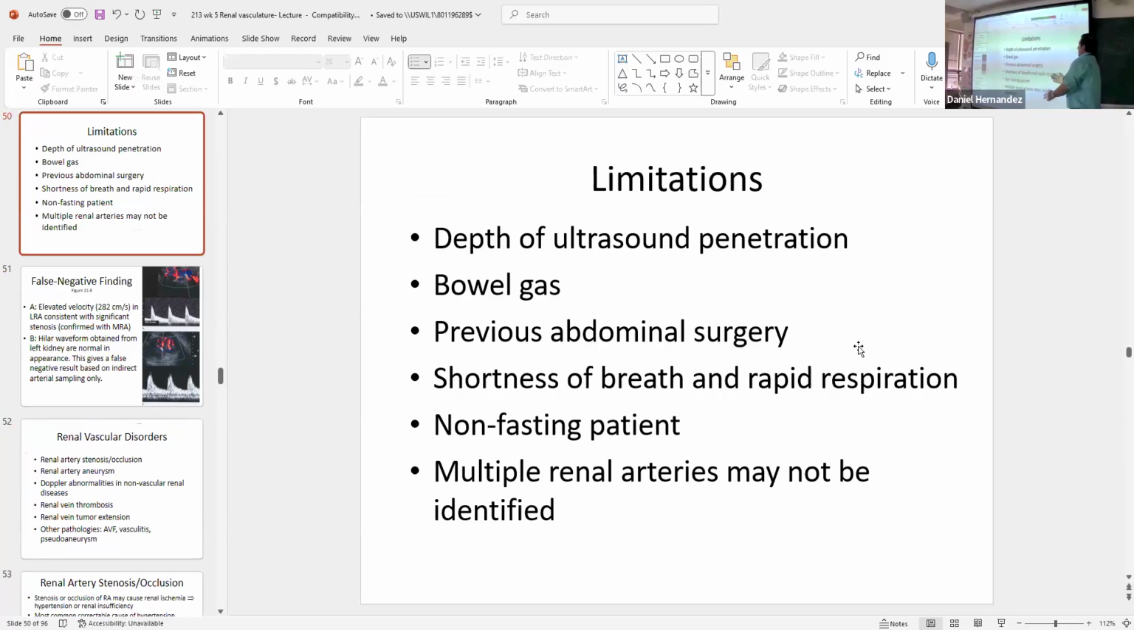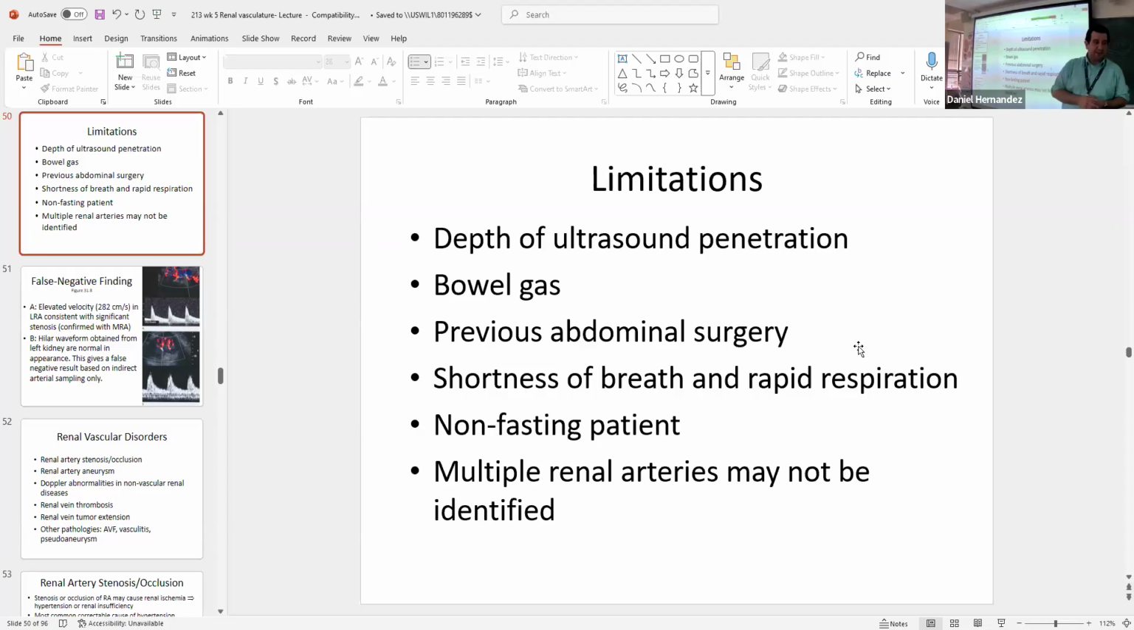Limitations. A lot of it has to do with patient's body habitus, imaging characteristics, overlying bowel gas. Patient respiration plays a big part of it. So patients who are short of breath have rapid respirations. Their kidneys are shifting up and down, with that diaphragm going up and down. Patients who are non-fasting might have a lot of overlying bowel gas.